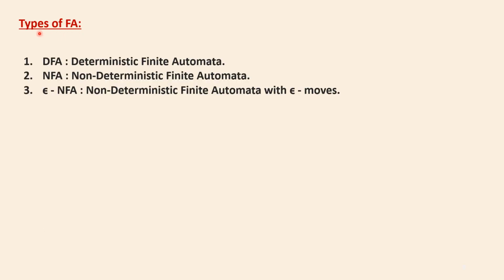The types of finite automata are deterministic finite automata, non-deterministic finite automata, and epsilon non-deterministic finite automata, which we will be studying in detail in our upcoming videos.